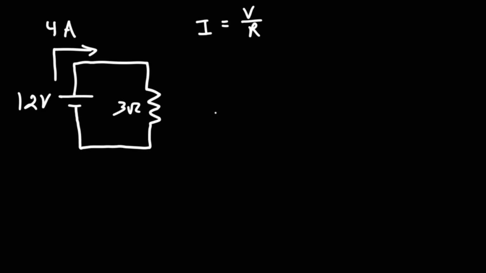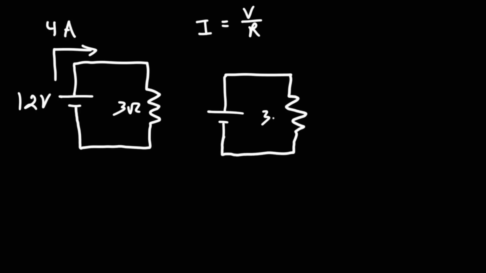Now, let's say we have the same circuit, but this time, let's double the voltage. We're going to use the same resistor, a 3 ohm resistor, but we're going to increase the voltage to 24. In this case, the current should double. 24 divided by 3 will give us a current of 8 amps.